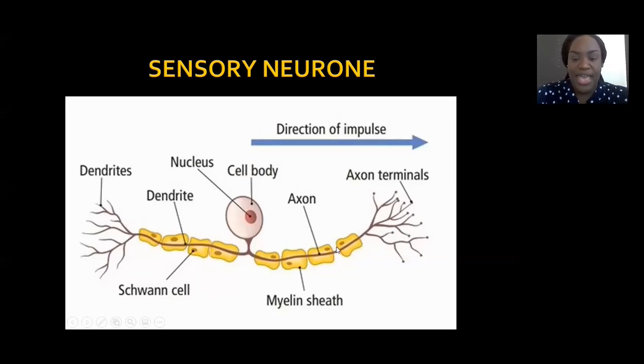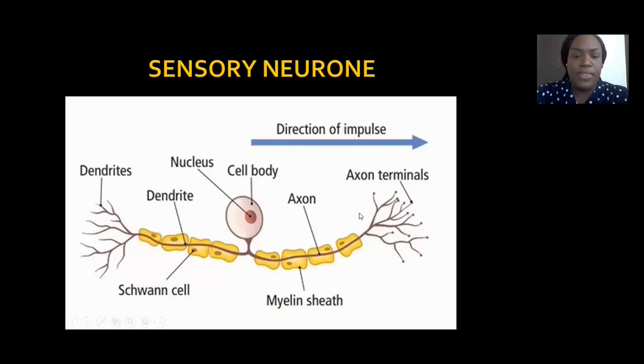Okay, notice how the axon runs straight through the neuron. At each end of the axon, you're going to see the dendrites, which are like the finger-like branches that reach out and connect to an adjacent neuron. At one end, you have the dendrites, and at the other you have these little tiny dots. These are the axon terminals.